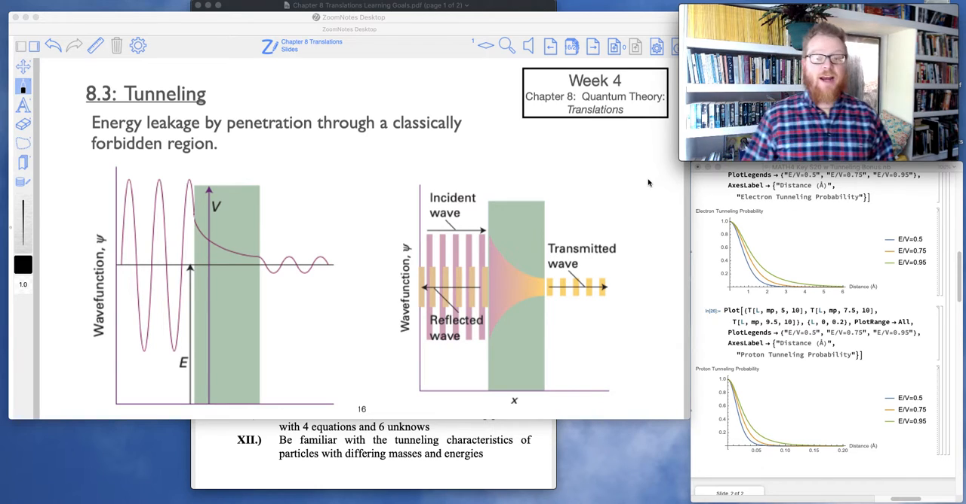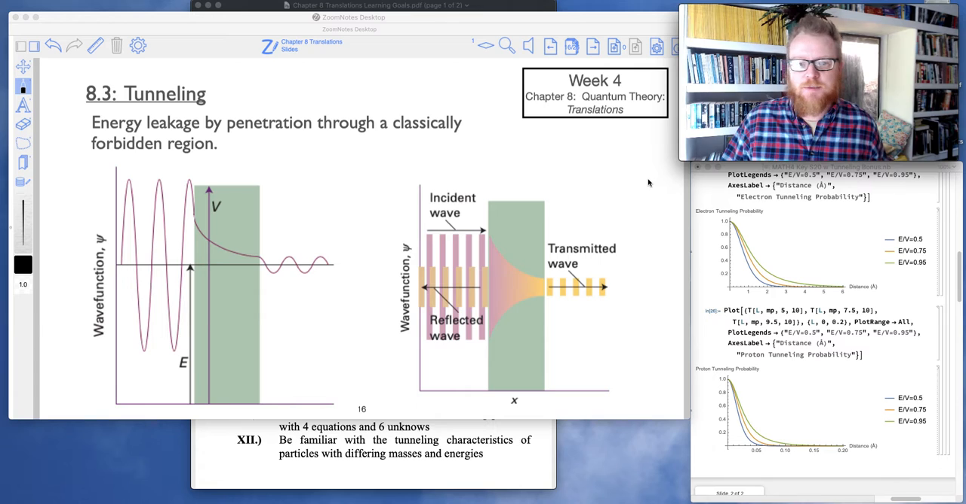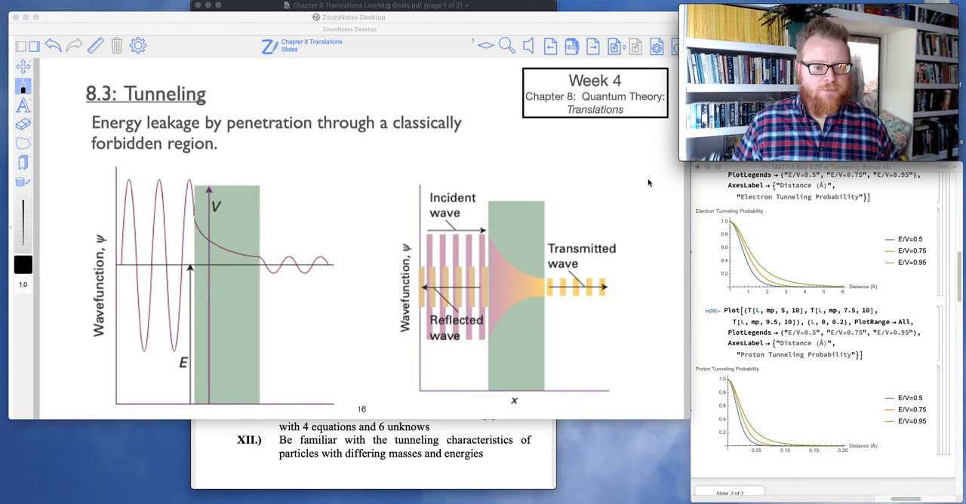Folks, picking up right here with chapter 8 on tunneling. So I may have to turn this into two lectures. I suspect this will be pretty heavy. So if I have to turn this into part A and part B, don't be surprised. So let's get right into it.